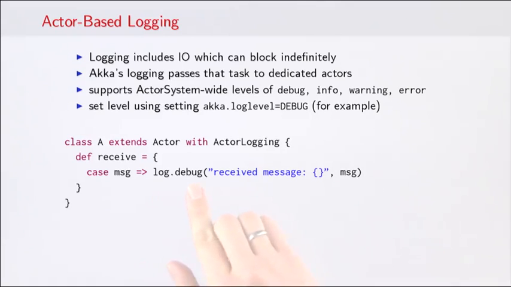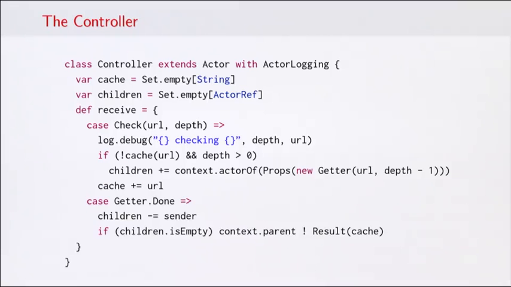Here we simply log a debug statement that we received a certain message given here. There is a very simple syntax using this pair of braces to denote something which needs to be put in. Without further ado, we will look at what the controller now does. Remember, the job of it was to accept the check messages for certain URLs, and once everything is done, to send back the overall result.